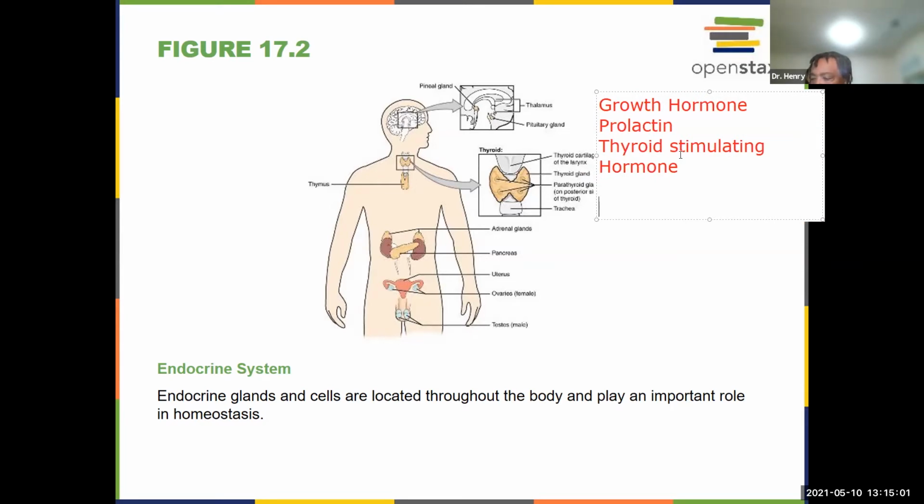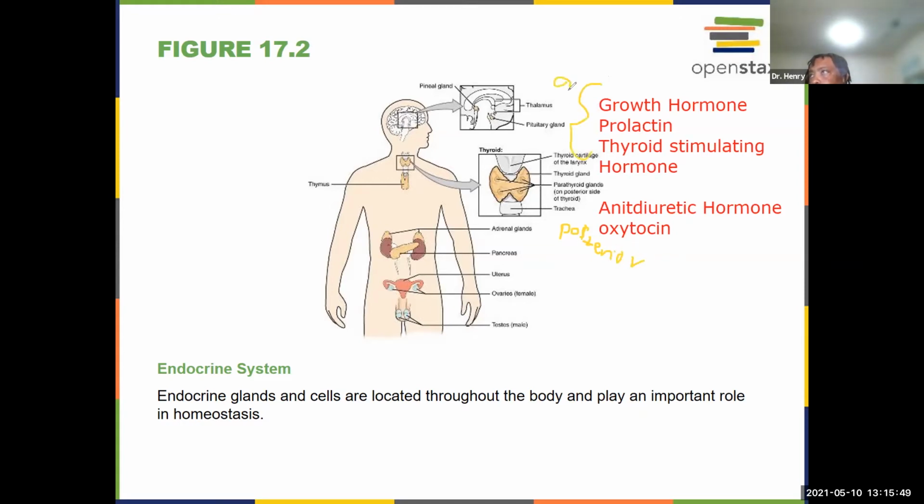where some of the other ones, the antidiuretic hormone and oxytocin, are made in the posterior pituitary. The first four are made in the anterior of the pituitary gland.